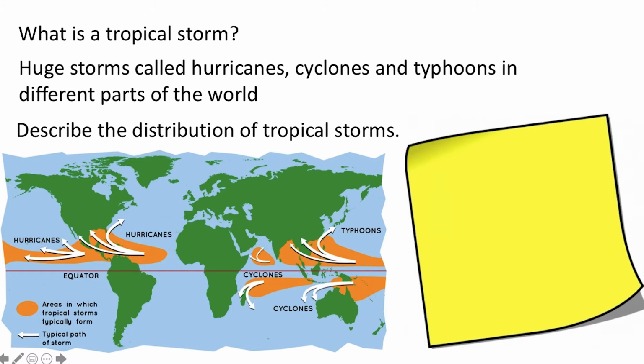So let's take a look. We can see clearly on the map the area highlighted orange shows where hurricanes, cyclones and typhoons occur. You can see a line called the equator, and hopefully you can identify that they occur north and south of the equator in a narrow band. They have to occur there because that's where the seas are warm.